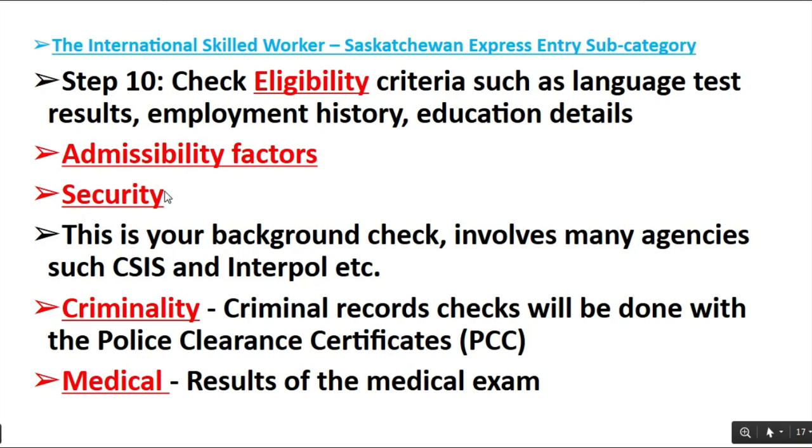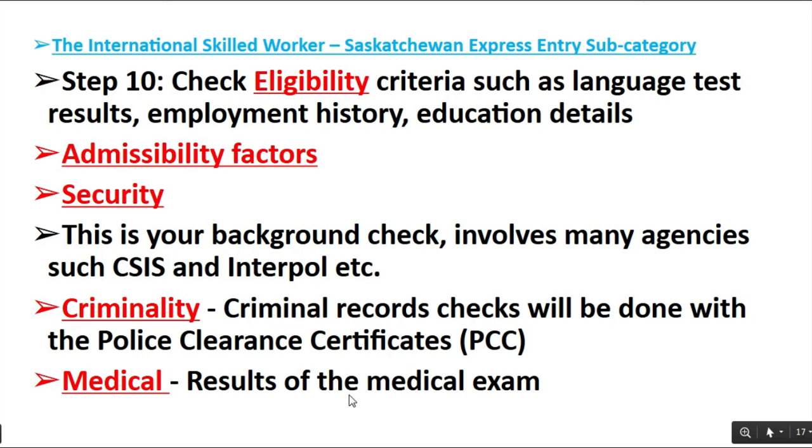The first admissibility factor is security, and this is your background check, and it may involve many agencies such as CSIS, Interpol, etc. The second factor is criminality. The criminal record checks will be done with the police clearance certificates that you provided.